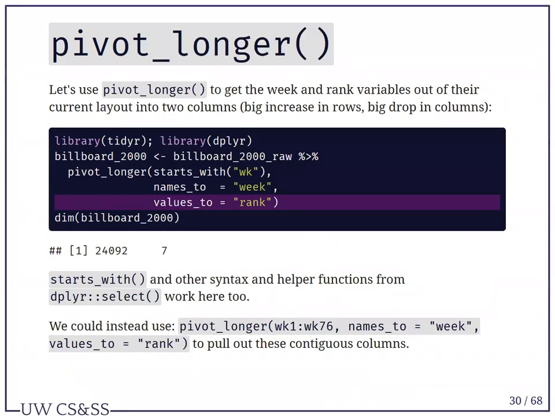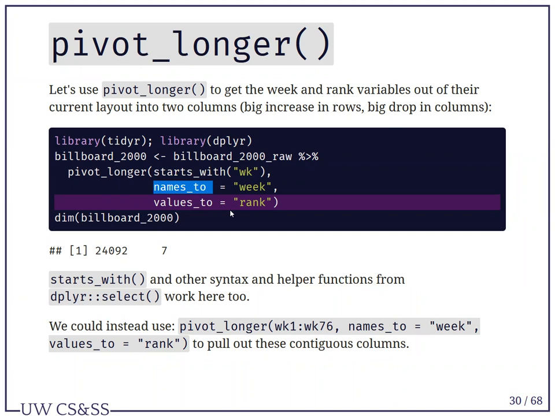So let's show off what pivot longer does. We'll use pivot longer to get the week and rank variables out of their current layout and into two columns. This will cause a big increase in the number of rows and a big drop in the number of columns. So we'll load the tidier and dplyr packages. We'll assign to the Billboard 2000 object the Billboard 2000 raw data frame, and then we'll pivot longer all of the columns that start with WK for week.